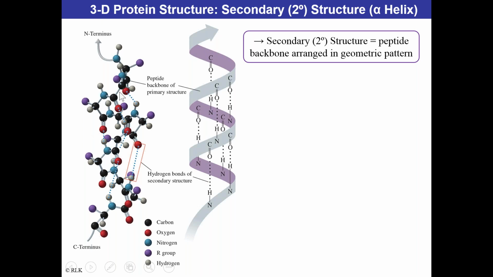Also shown within this structure are the hydrogen bonds. So you have hydrogen bonds even aligned within that same backbone. The red spheres are indicating oxygen, the purple spheres are indicating an R group, and the gray spheres are indicating hydrogen.